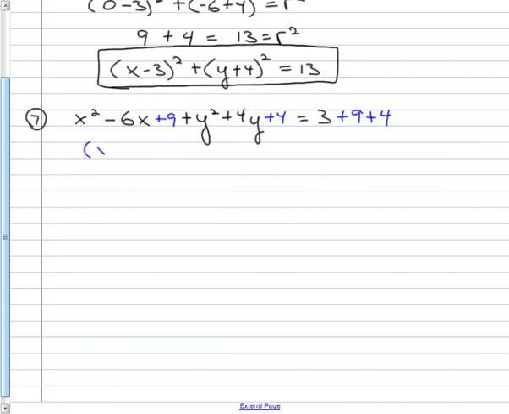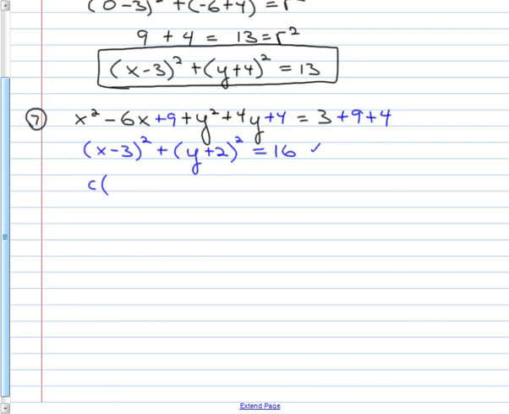Okay, let's write these. The x's: something is squared there. x minus 3, just half of that minus 6. Plus the y's: y plus 2, half of that 4. Quantity squared, equals 16. So there is the equation in standard form.